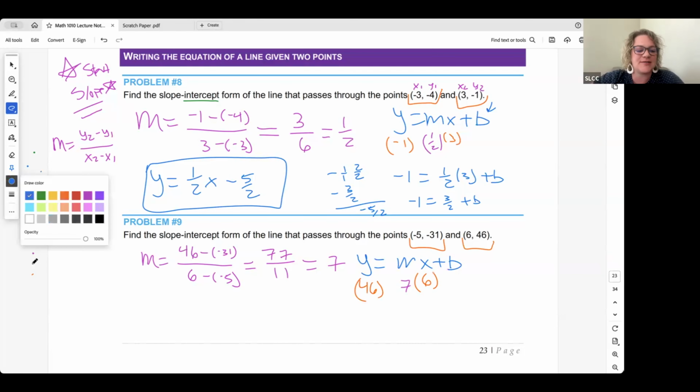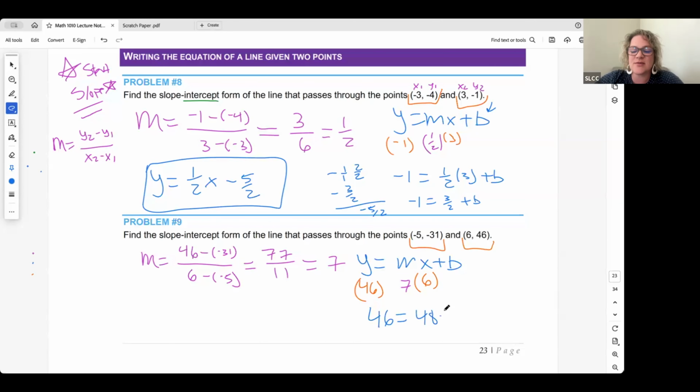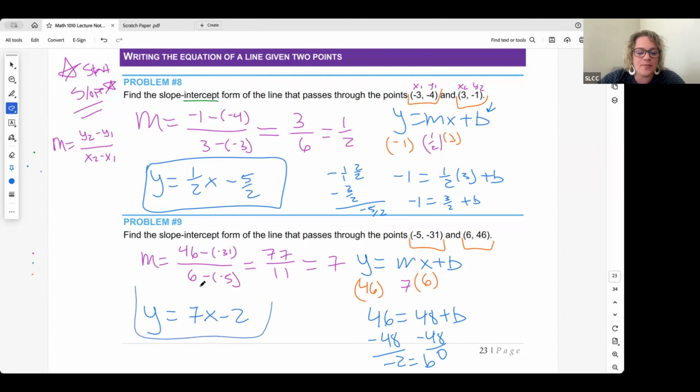All right, let's do this. So 46 equals 7 times 6, which is 42, plus b. And then I can subtract 42 from both sides. So -2 equals b. And I plug it in. y equals mx plus b. So y is 7x minus 2.